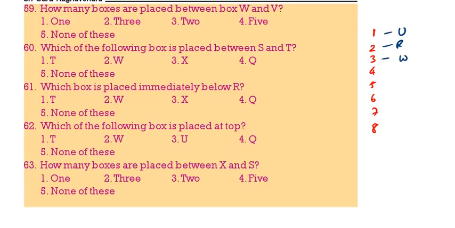U, R, W, X, then V, S, Q, T. How many boxes are there between W and V? There is only one box. Which is placed between S and T? Q. Which is placed immediately below R? W. Which of the following is placed at the top? U. How many boxes are there between X and S? There is only one box between X and S.